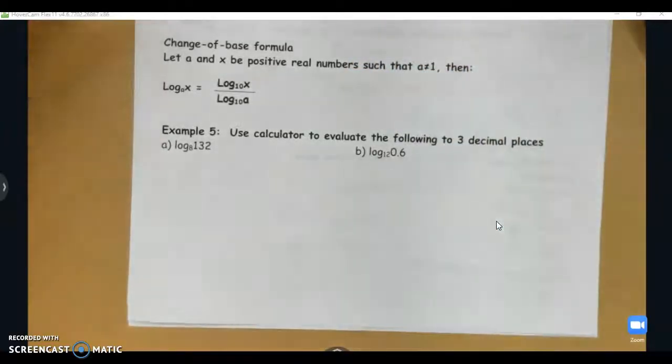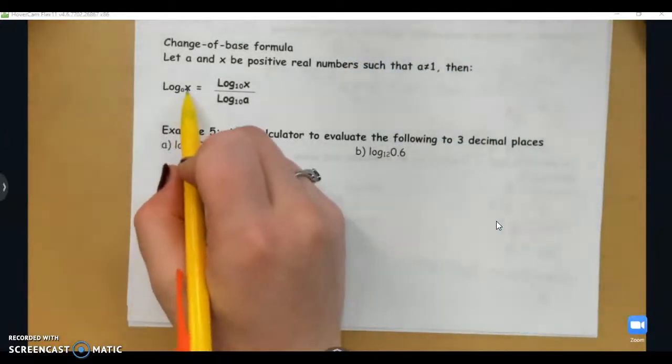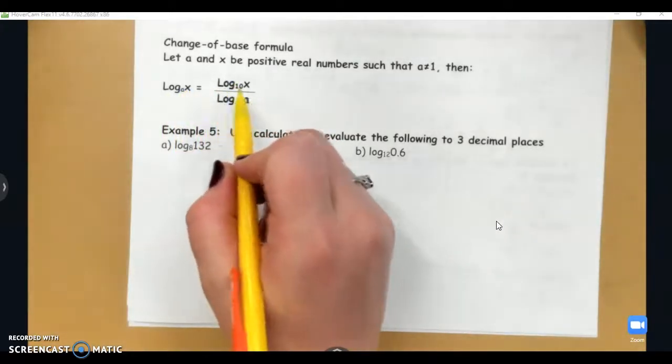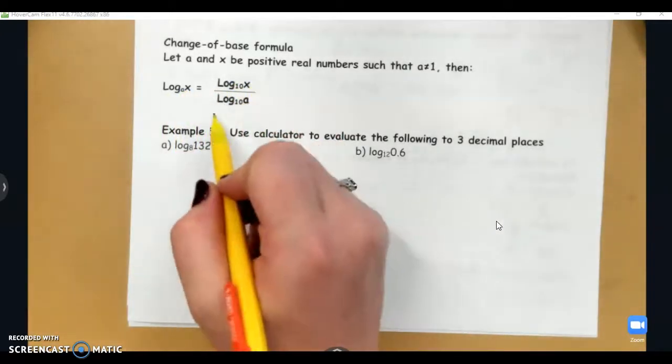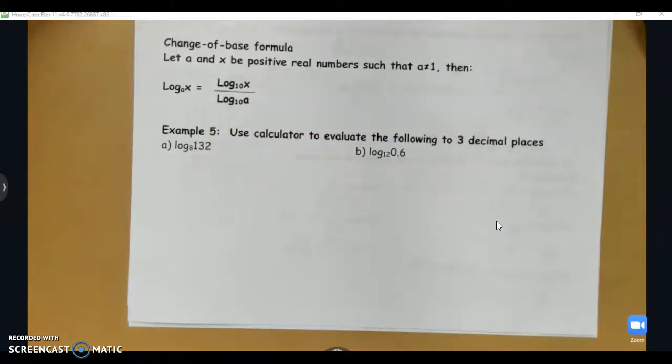Now, what if I need to use my calculator to find the log of something that has a base other than 10? We use this change of base formula. So if I'm taking the log of a number with a base other than 10, I can find that in the calculator by taking log base 10 of the number divided by log base 10 of the base we're looking for. That is how we change our base.